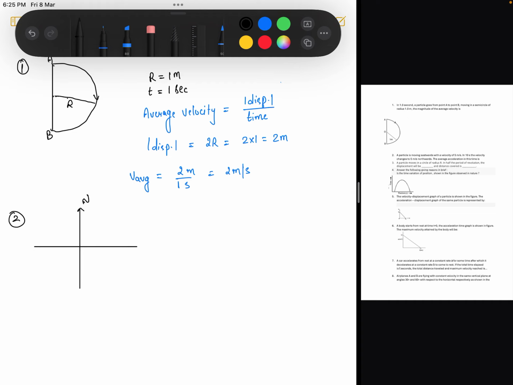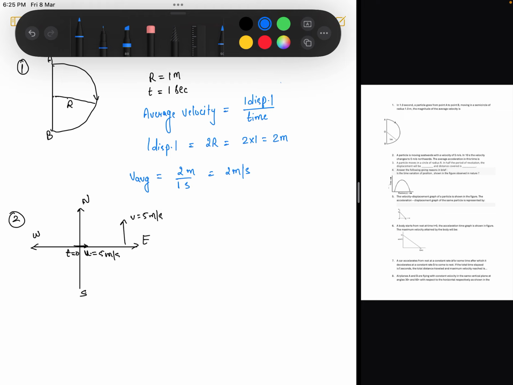So this is our north direction, this is our south, this is our west, and this is our east. Initially at t is equal to 0, the particle is moving in this direction with velocity u is equal to 5 meter per second, and after 10 seconds this particle is moving in this direction, northwards, that is v is equal to 5 meter per second.